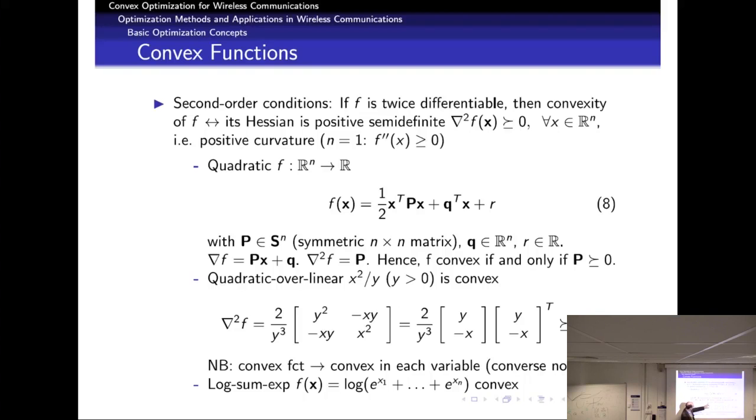What you see here is that for the function to be convex, it has to be convex in each of those variables. That's important, and we see this here. For y positive, this is the second order derivative with respect to x, and this is the second order derivative with respect to y. Those two quantities are always positive, so indeed the function is convex in each of its variables. But this is not sufficient.